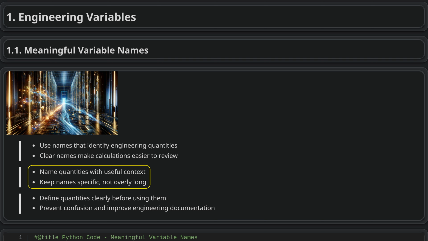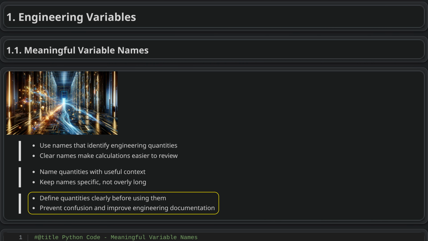Name engineering quantities clearly by stating the object, property, and when needed, the location or condition. For example, distinguish upstream from downstream drainage areas, dead loads from live loads, and dry soil density from saturated soil density. Concise, specific names reduce confusion and make calculations easier to understand as designs become more complex.